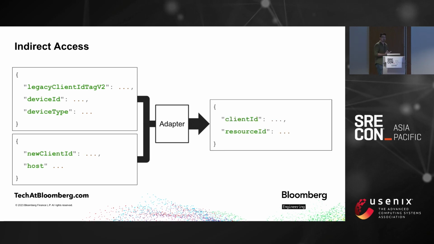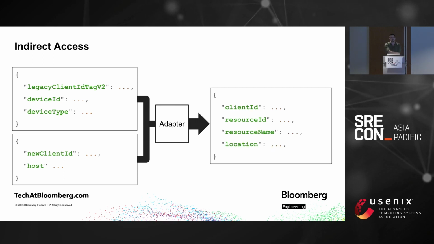So maybe what we want to provide is client ID and resource ID. We can do even better. We can add in extra information that our consumers might want that the component teams don't care about. Maybe location and a nice human-readable name is something that our consumers would like to see. But again, those component teams, they don't care.